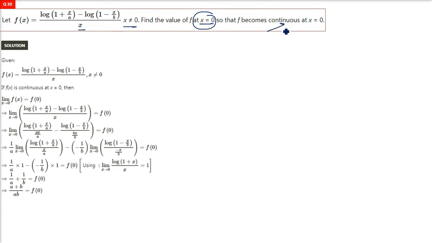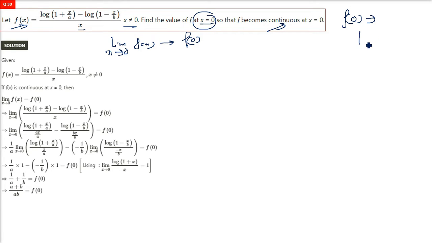Okay. So the first condition which is already given to us is that this function is continuous. So f of 0, the value of the function at 0, is equal to the limit of this function at x equals 0. So limit x tends to 0, f of x. This we have to compute, and that is going to be f of 0. That is the value of the function at 0. Okay.